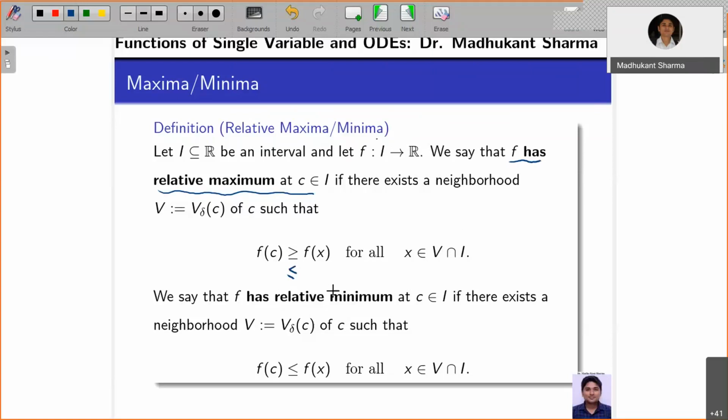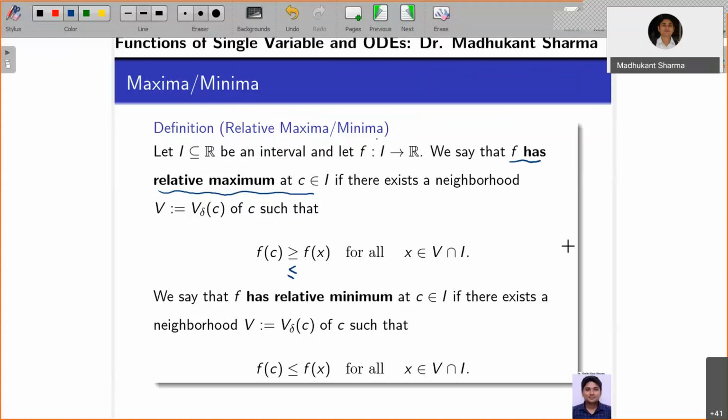So this is local: you are able to identify a neighborhood of c where f of c lies above f of x for all the values inside that neighborhood, and similarly for relative minimum. You are looking locally, not globally throughout the interval. If either one of them holds, we say that it's a relative extremum. So a relative extremum at point c means it is either a relative maximum or a relative minimum.